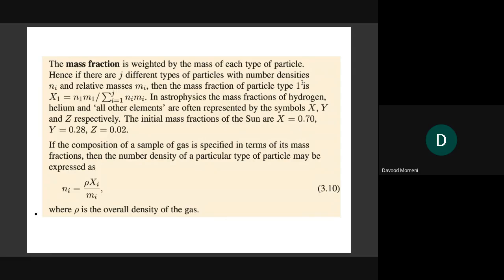Okay, if you combine those definitions, it is possible to write the number density in terms of the mass fractions, the mass of each element, and the mass density. If you define the mass density by rho, show the mass fraction by Xi, m is the mass of each element and n is the number density of that specific element, then you can get equation 3.10 just by combining the equations which I showed you in the previous slide.